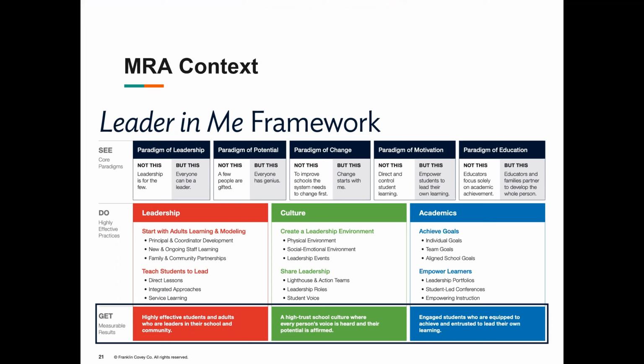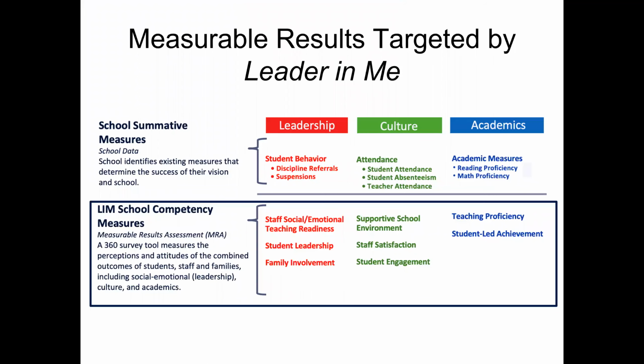So recall that in part one, we talked about the end in mind of the MRA, which is to measure the results of our work in Leader in Me in leadership, culture, and academics. In other words, this is the Get part of the See-Do-Get framework. And specifically, the results that we are measuring with the MRA are the Leader in Me school competency measures, the measures that you see in the box at the bottom half of this slide. So you can see that there are 8 overall school competency measures that we gather data on through the MRA.